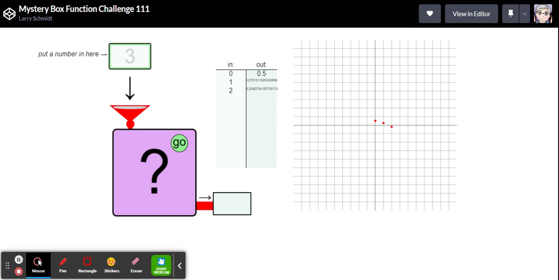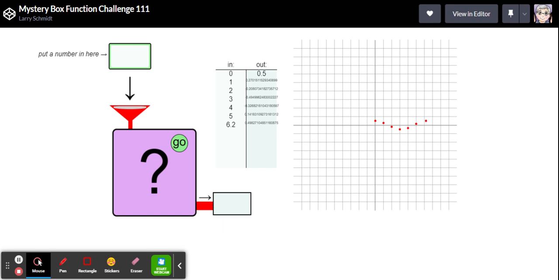Let's try a 3. Oh, and 3 is close to negative 1/2. Let's try a 4. Is this going to go up again? I'm starting to think trig. Yeah. And 5. And I'm going to put in something close to 2 pi, so I'm going to put in 6.2. All right. Okay, so I think this is a trig function.